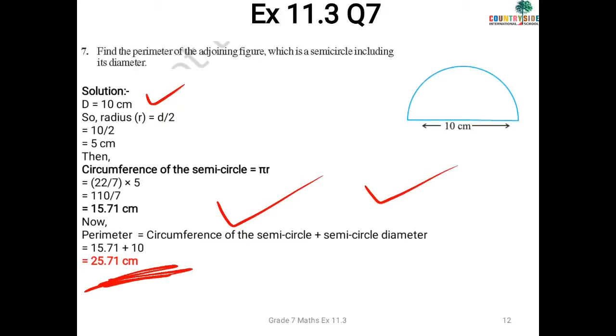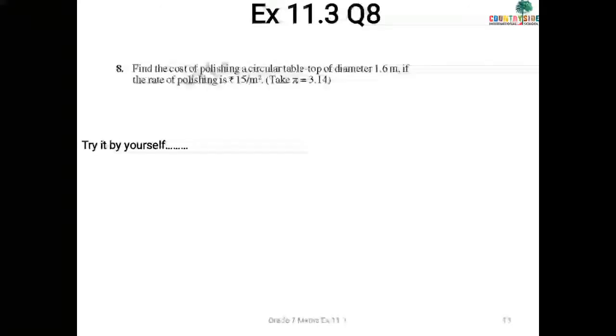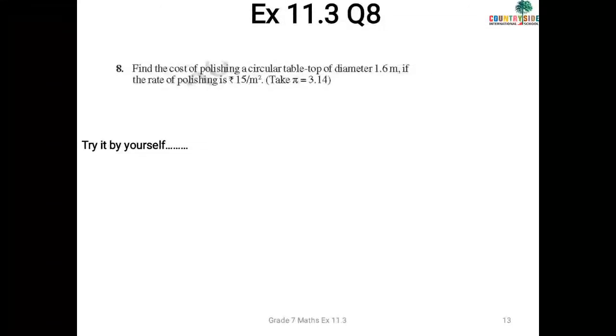As we all know, perimeter means what? The boundary of the shape. So here this semicircle is 15.71, and this base is 10. So 15.71 plus 10, that is 25.71 centimeter. So now scholars, exercise 11.3 question number 8 is your homework.